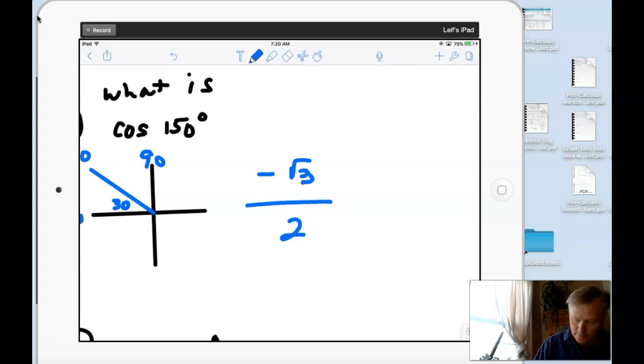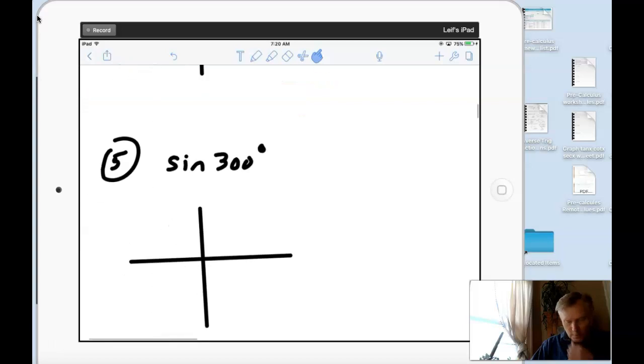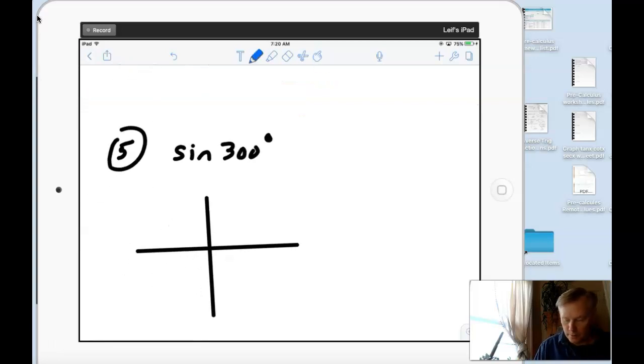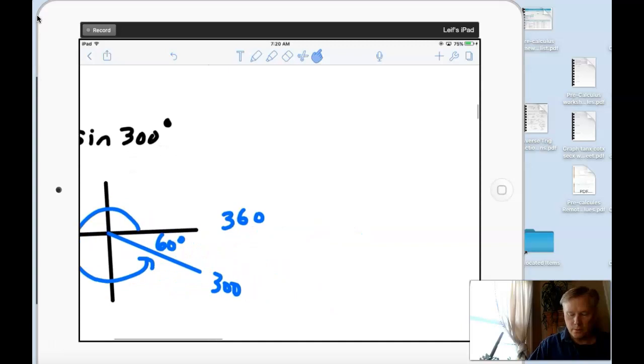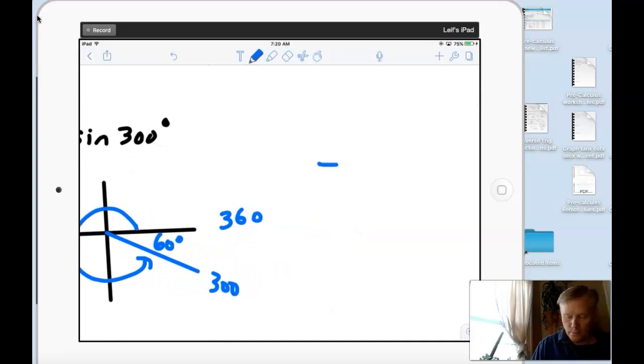And that's my answer. Next one, sine of 300. So 300 is in the fourth quadrant, almost all the way around, right? 360 would be once around the circle, which means my reference angle will be 60 degrees, which I get by subtracting those. So the sine is negative in the fourth quadrant.